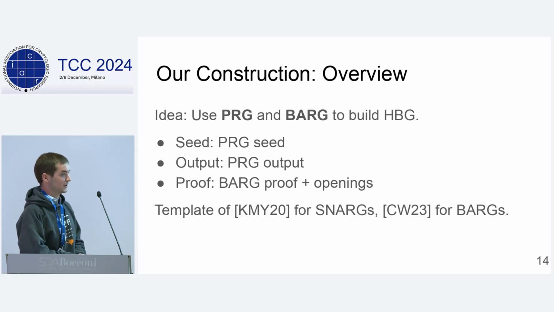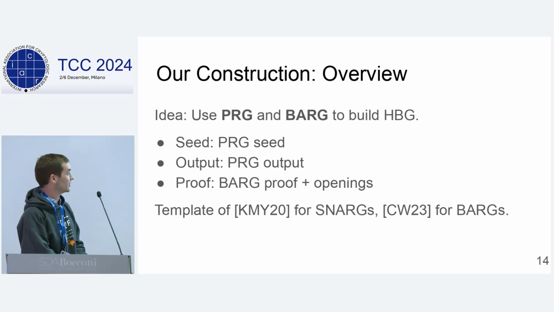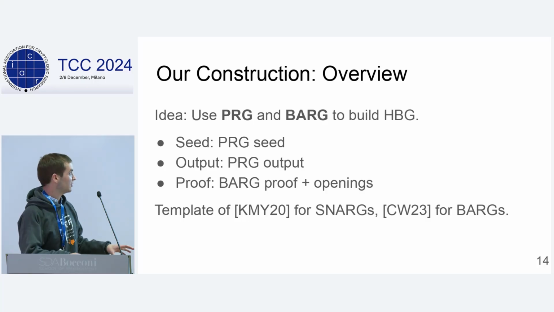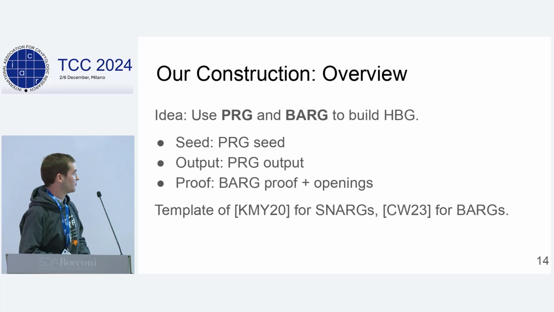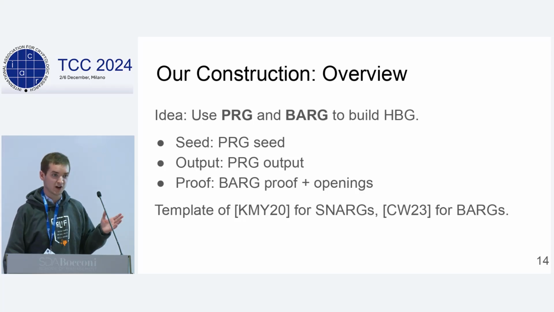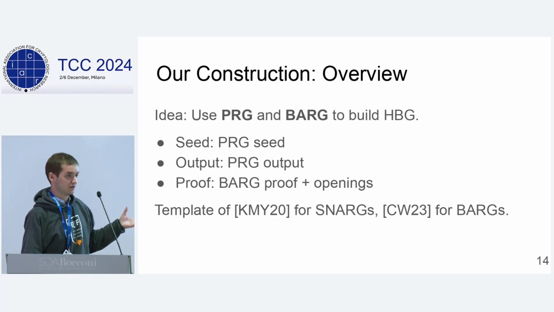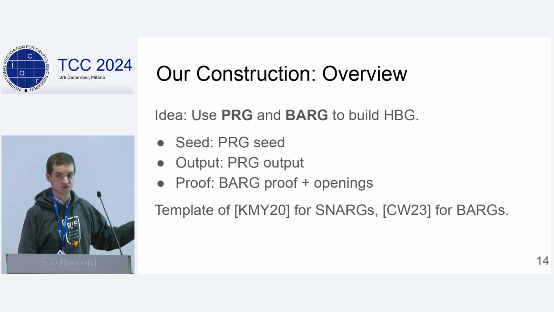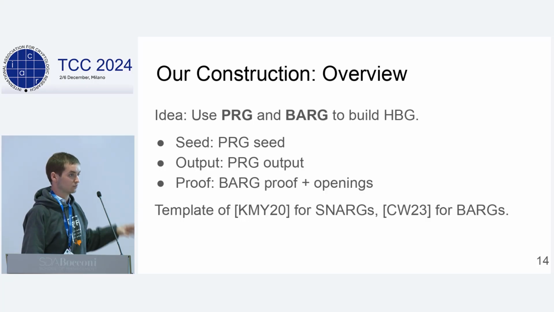And then we're going to give, as a proof for the revealed output bits of the hidden bits generator, a BARG proof that the PRG is correctly evaluated, in combination with openings of some kind for proving that subset of the outputs. So this general approach is not actually new to our work. It was applied previously by Kitagawa et al. in the scenario of SNARG proofs, and it was previously applied by the Champion-Wu construction for BARG proofs, which is actually the construction that we're building on and simplifying today and removing assumptions from.